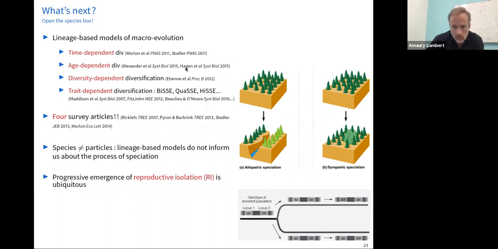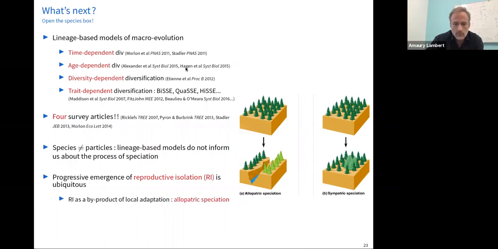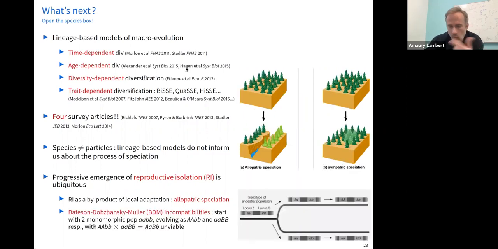You see on the cartoons here 2 examples. The first example is known as allopatric speciation, where 2 populations initially coming from the same species are separated geographically, and reproductive isolation occurs as a byproduct of local adaptation. The second cartoon is actually a toy example explaining why this can happen. It's called Bateson-Dobzhansky-Muller incompatibilities, BDM. It's supposed to model what happens at the genetic level.